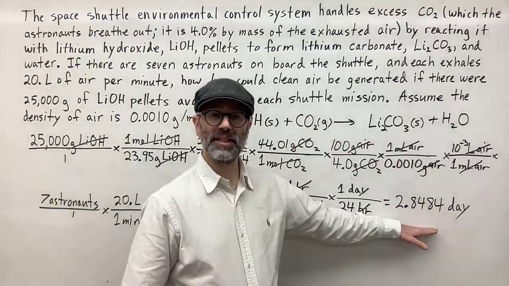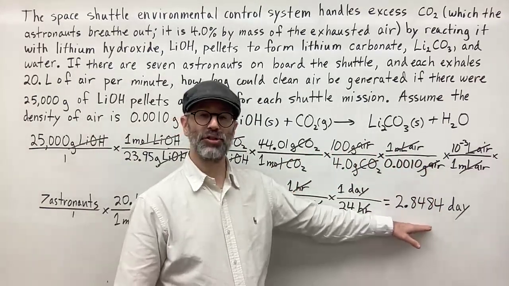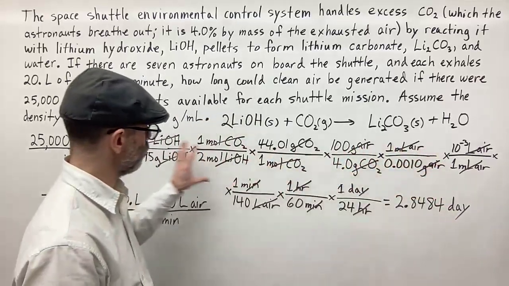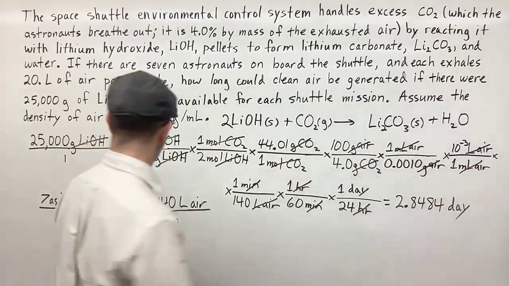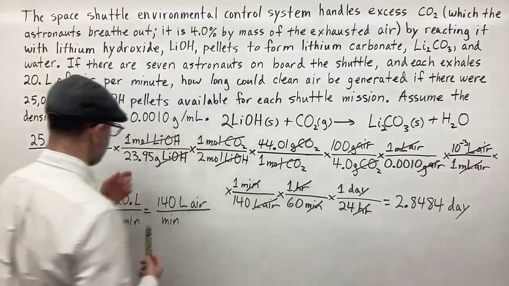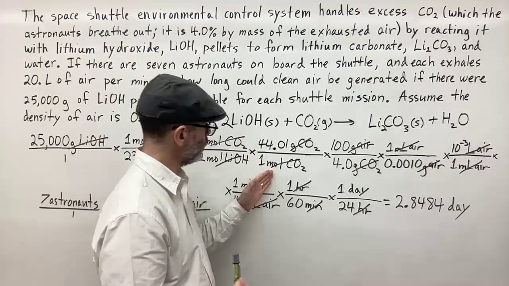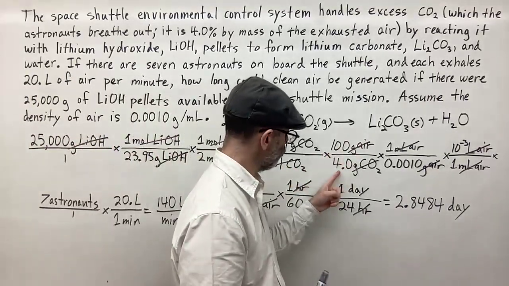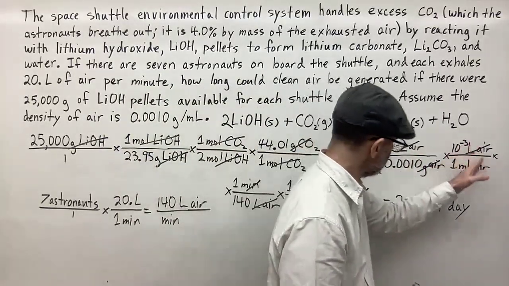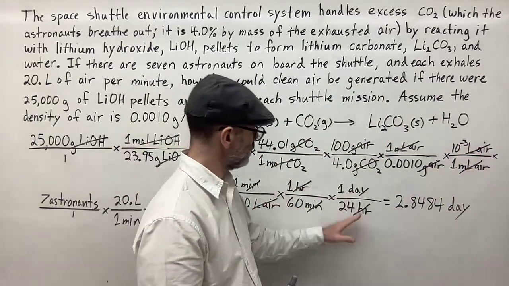I have to pay attention to significant figures. Remember, when you're multiplying and dividing, your answer should have the same number of sig figs as the least number of sig figs in the measurements you're multiplying and dividing. So let's take a look. Here I have 2 sig figs. Here I have 4 sig figs. This is exact. Here I have 4 sig figs. Here I have 2 sig figs. Here I have 2 sig figs. This is exact. This is 2 sig figs. This is exact. This is exact.